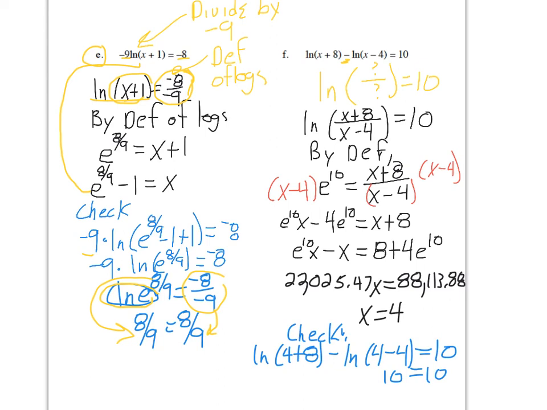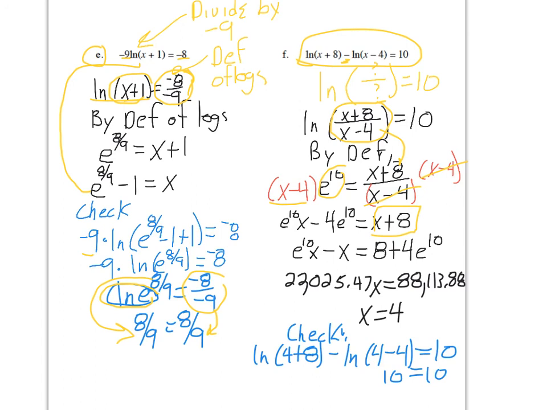Now in part F, if you have the ln of x plus 8 minus the ln of x minus 4, then that's going to be the ln of x plus 8 over x minus 4 equaling 10. Again, by definition, our base is e, so e raised to the 10th power has to equal everything inside the parentheses. Get rid of your fractions by multiplying by x minus 4. They cancel on the right side, leaving you with x plus 8. On the left side, you have x minus 4 times e to the 10th.